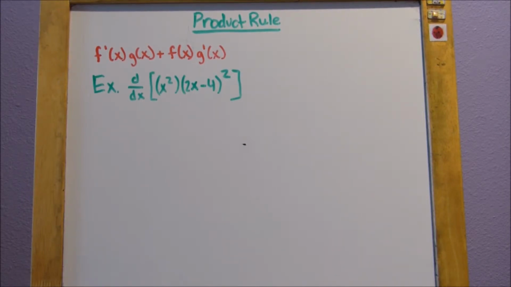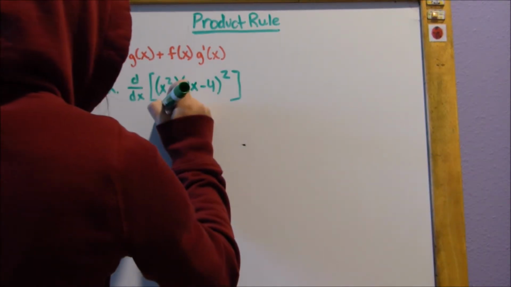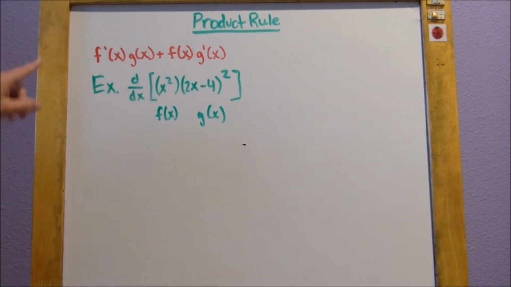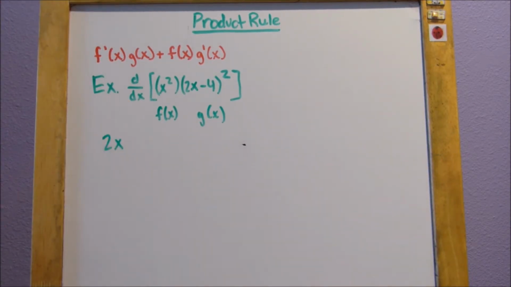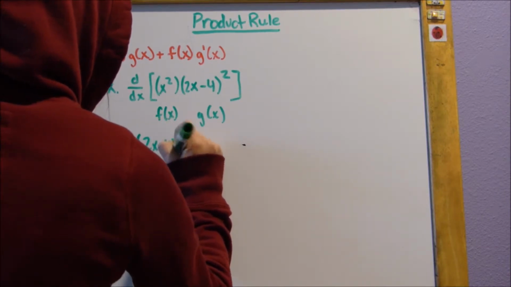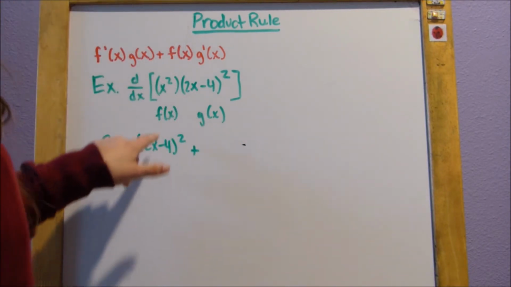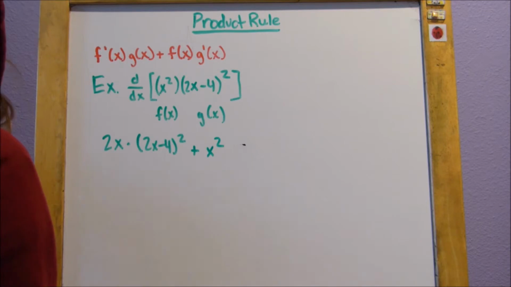So let's assign each expression either f(x) or g(x). Let's say this one's f(x), this one's g(x). First we're going to take the derivative of f(x), so that's going to be 2x. Then we're just going to multiply it times g(x), so (2x minus 4) squared. Next we're going to add f(x), x squared, times the derivative of g(x).